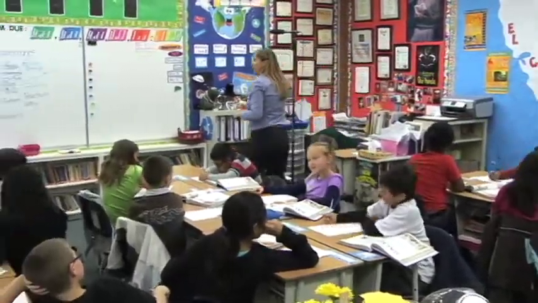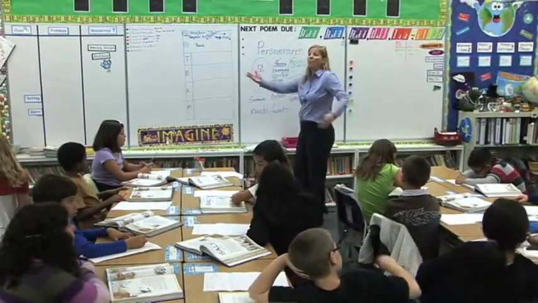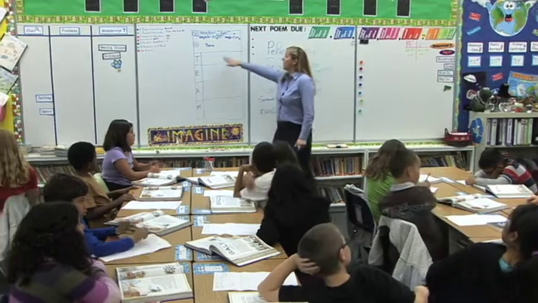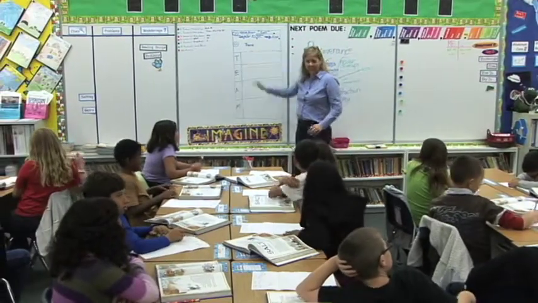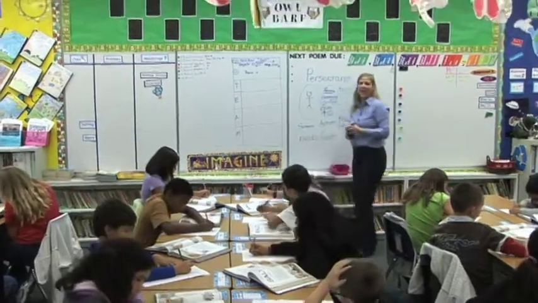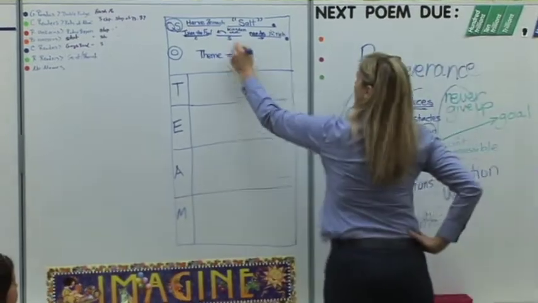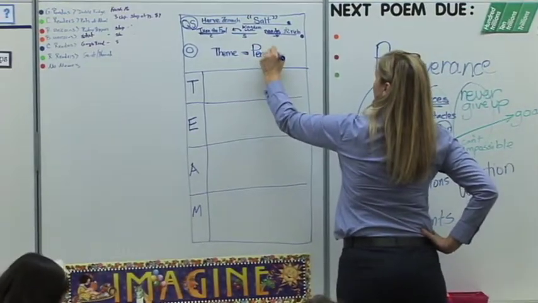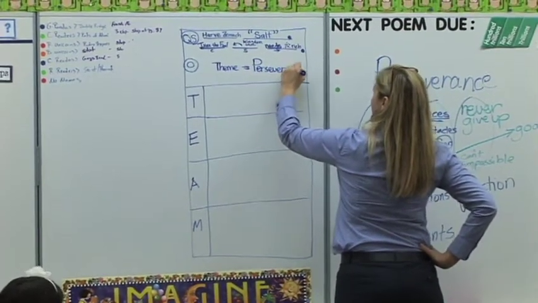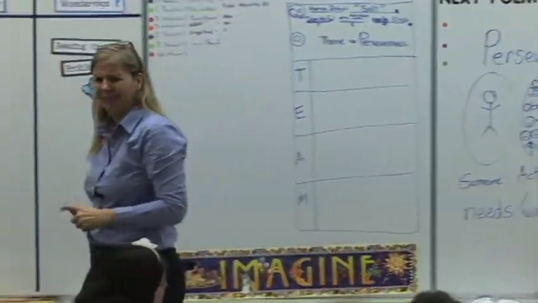You could have an opinion about whether you like the whole story or not. You could have an opinion about the setting. What's our opinion going to be about? It's about the theme. All right. Put an equal sign. And what is our opinion that one of the themes is? Perseverance. By the way, am I writing out a complete sentence?